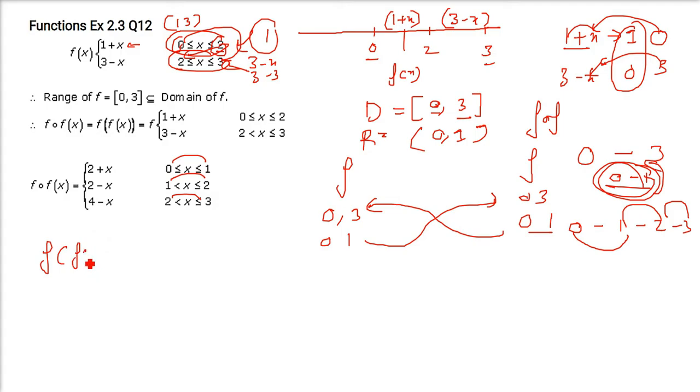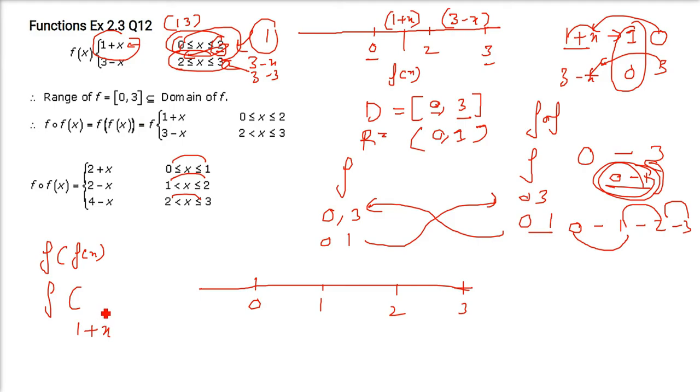Okay, f of f of x. Let us take 0 to 1, and 1 to 2 and 2 to 3. So for 0 to 1, what are we going to put? 1 plus x. And what you have to put inside this? 1 plus x. So you have to put 1 plus x inside this one in the place of x. So 1 plus, in place of x we are placing 1 plus x. So 2 plus x. So in between 0 to 1 you are getting 2 plus x.